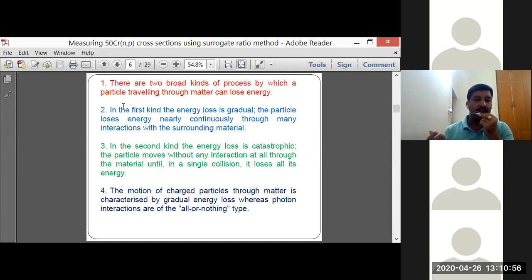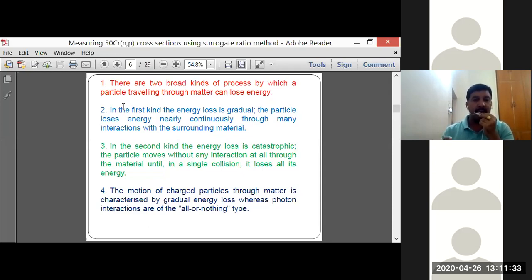If you talk about the second category, like photons, it's a catastrophic type of event. In that case, there may be nothing, or there may be a single collision, or two or three collisions, and the particle is completely stopped. That is the behavior of photon interaction. The motion of charged particles through matter is characterized by gradual energy loss, and a photon is all or nothing. So this is a broad difference between charged particle interaction versus photon.